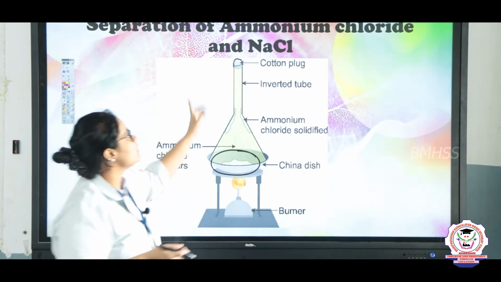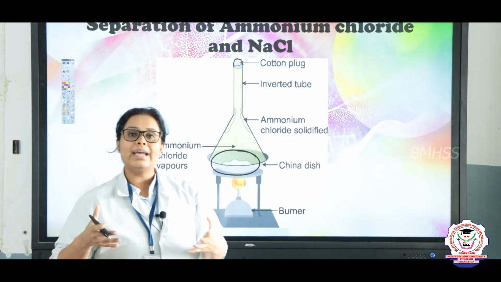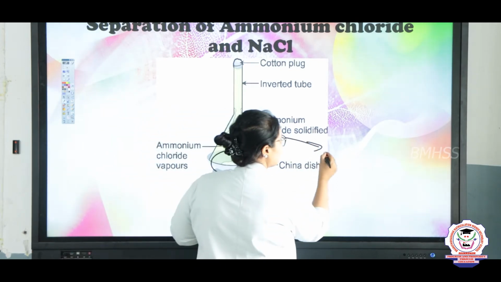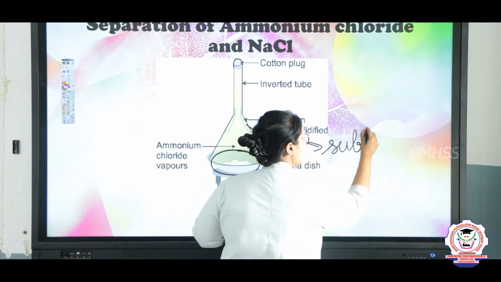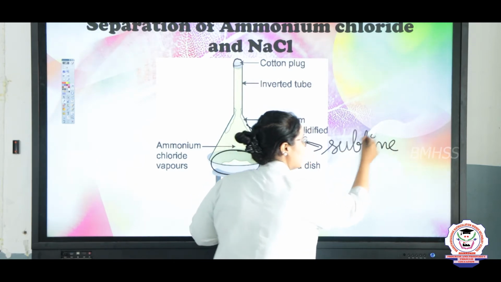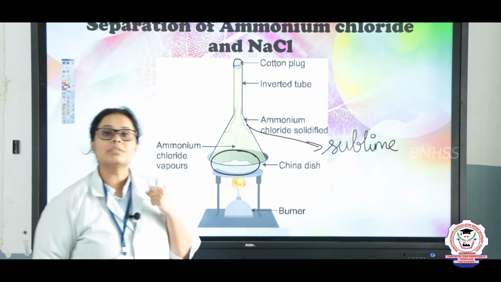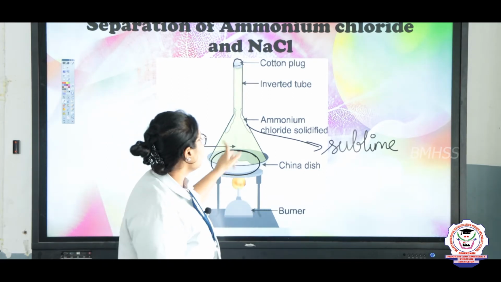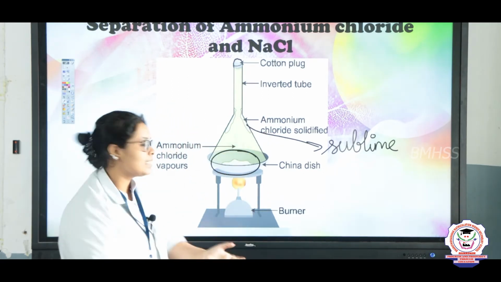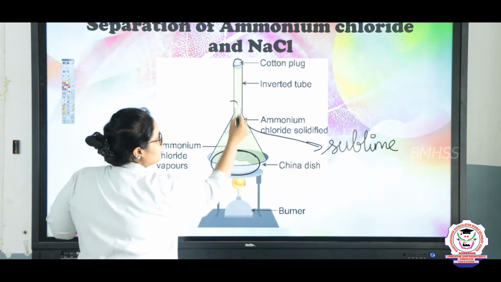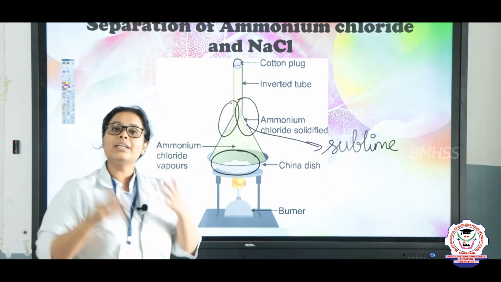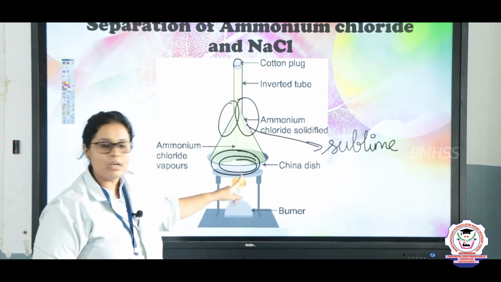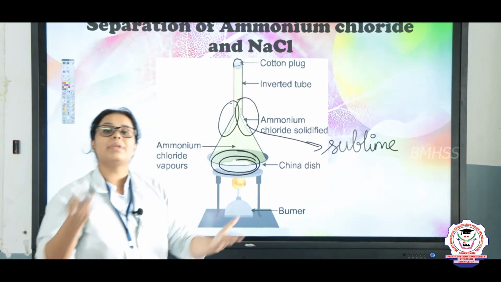When we are heating, you will see here the ammonium chloride will get evaporated, or you can call it as sublime. What you can call it as? Sublime. And this process is known as sublimation. Sublimation is a process in which the solid will get directly converted into gas. So here what happens? Ammonium chloride gets evaporated when you are heating it, and it will get accumulated over here, and the remaining part, which is the NaCl, will keep on retaining here, and then you can find that here the separation has been possible.